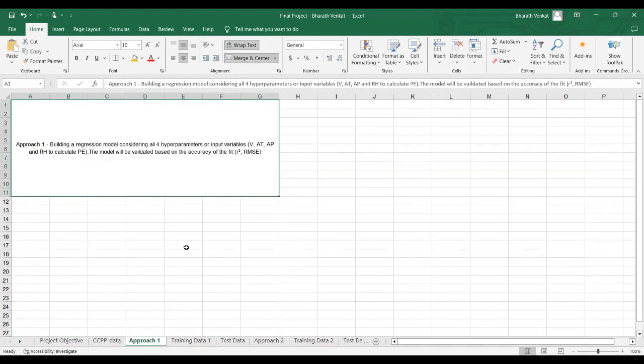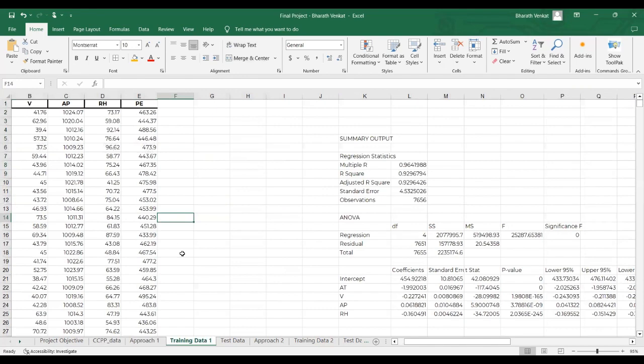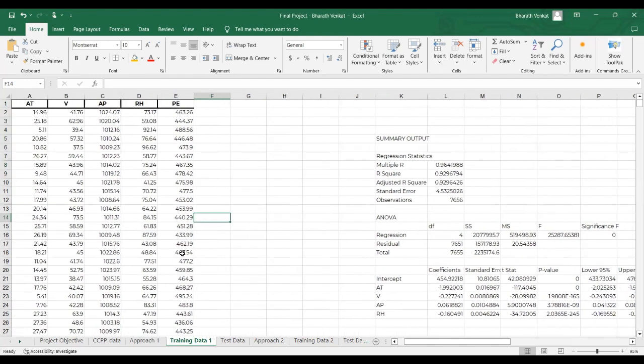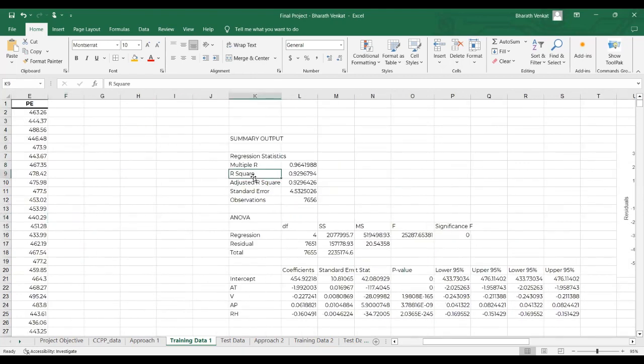The first approach is very simple: building a regression model considering all four input variables. The model will be validated based on the accuracy of the fit, that is R square, and also the root mean square error value. So we performed the regression on the training data with all four input variables and PE as the output. As you can see, the R square was pretty good. It was a pretty close fit to the model, and we got around 92% accuracy, or an R square value of 0.929.